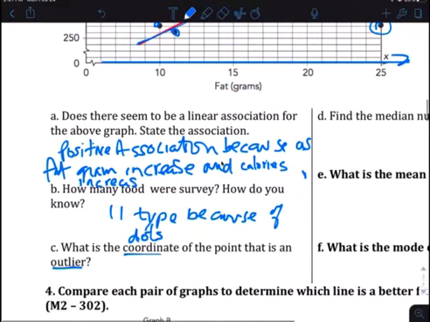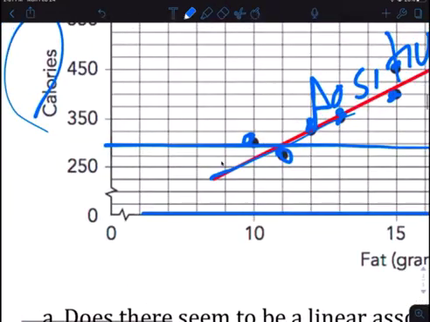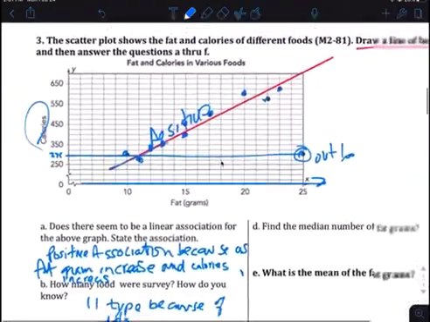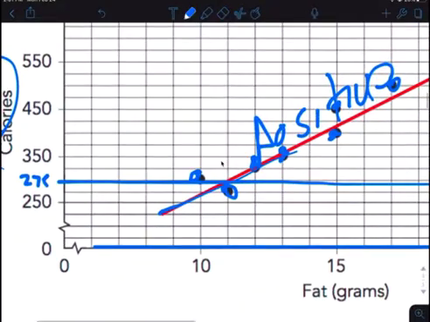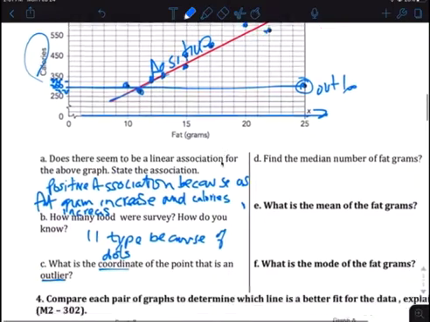What are the coordinates for the outlier? Oh, here's the outlier. The coordinate is 25 and, let's see, what is it? 250, 275. No, it's between. That's 300. This is 275, 325 in between there. So 300. So 25 and 300.